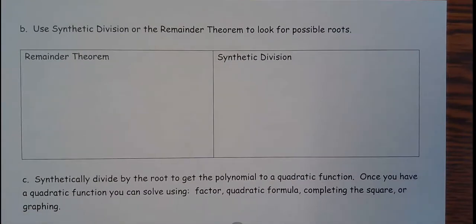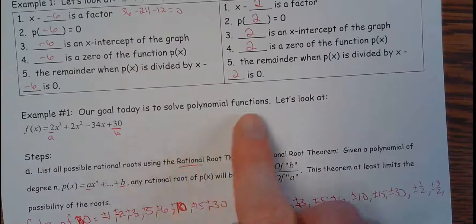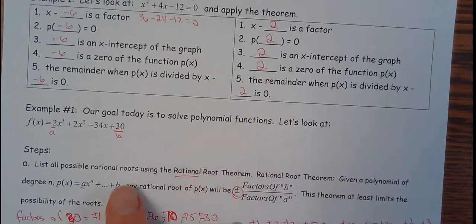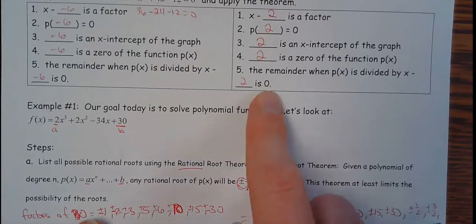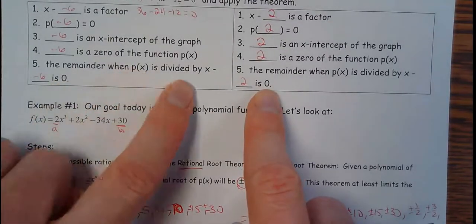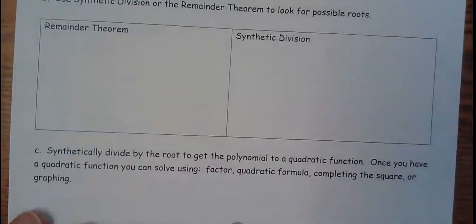We're going to use synthetic division or the remainder theorem. These are two things we're going to use here. The remainder theorem says that when you plug it in, if the remainder is 0, then it's a factor. I'm sorry, it's a root. If I can get my stuff straight here. So it is one of those rational roots. If I plug it in and get 0, that's the remainder theorem.